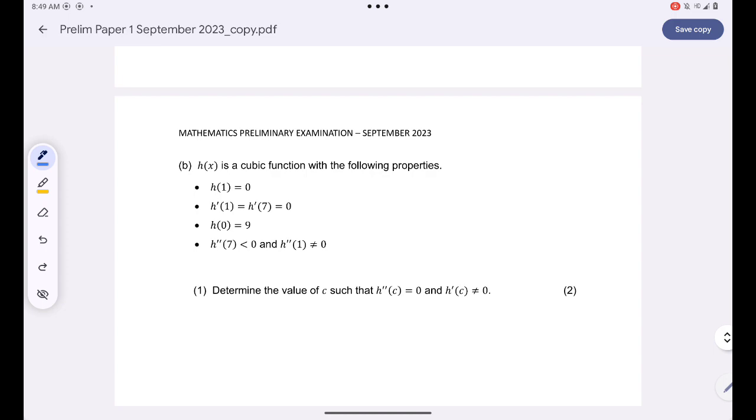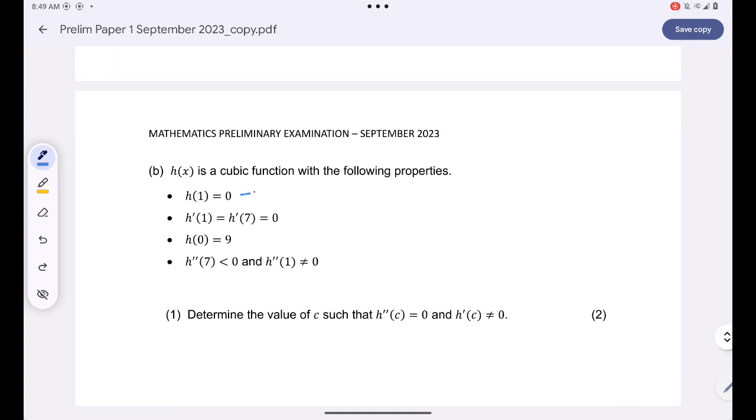And then we are told that h is a cubic function that has the following properties. We are told that h of 1 is equal to 0. So this guy is our x-intercept. Are you together? And then h prime of 1 and h prime of 7 are both equal to 0. These two are the x values at the turning points. One of them is the maximum, another one is the minimum, and then over there we are given the y-intercept.